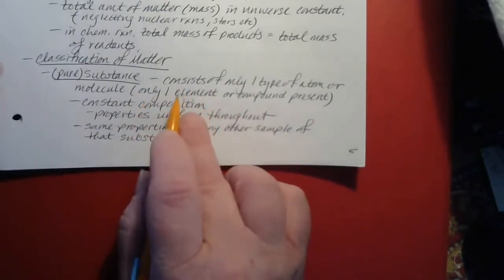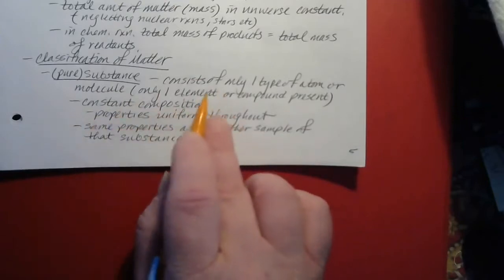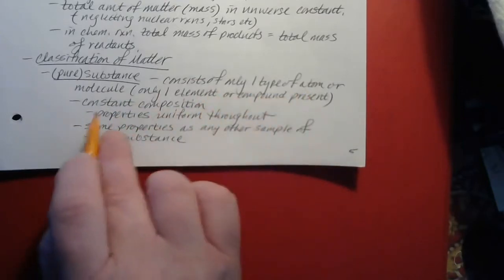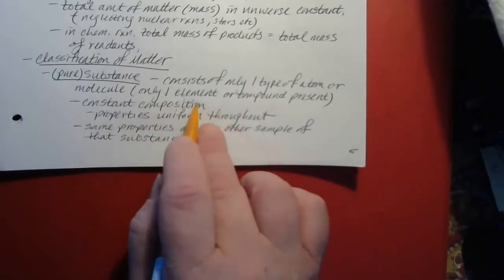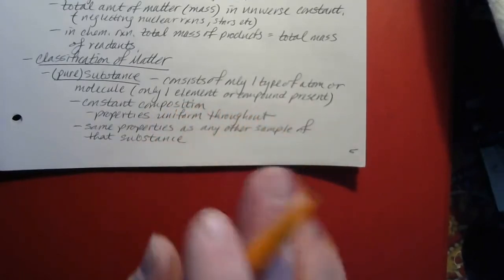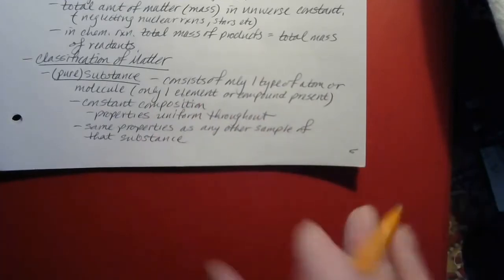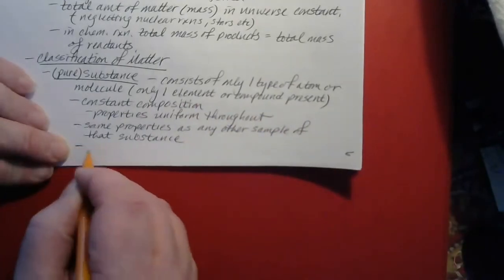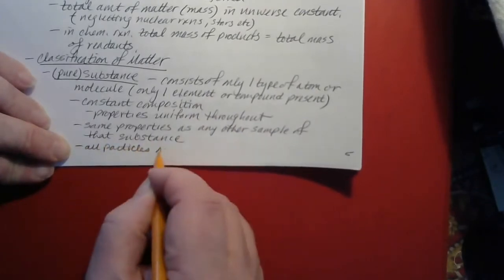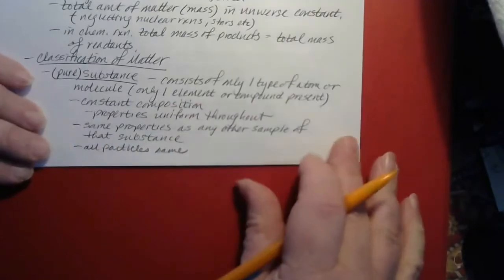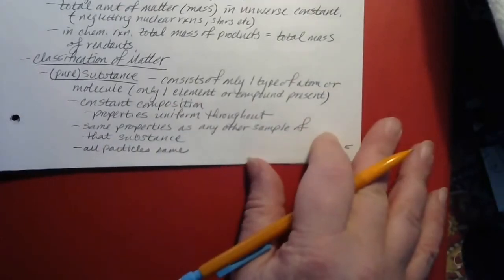Anyway, a pure substance is something that consists of only one type of atom or molecule, or in other words, there's only one element or compound present. What it means is all of the particles are the same. Whether it's an element or a compound, or whether it's atoms or molecules, all of the particles in the sample are the same. So that's what we mean by pure substance.